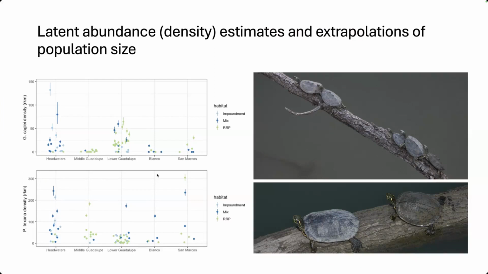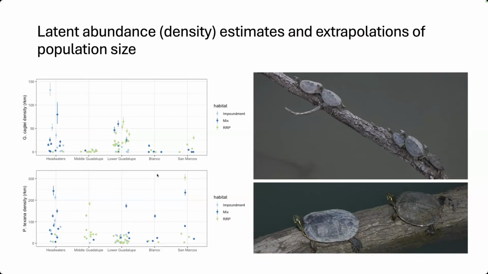Also, we want to make our models work for us, so we're going to look at latent abundance or density estimates and extrapolations of population size across the different regions of the river. And we were surprised to initially see that habitat was not important for either of these species.